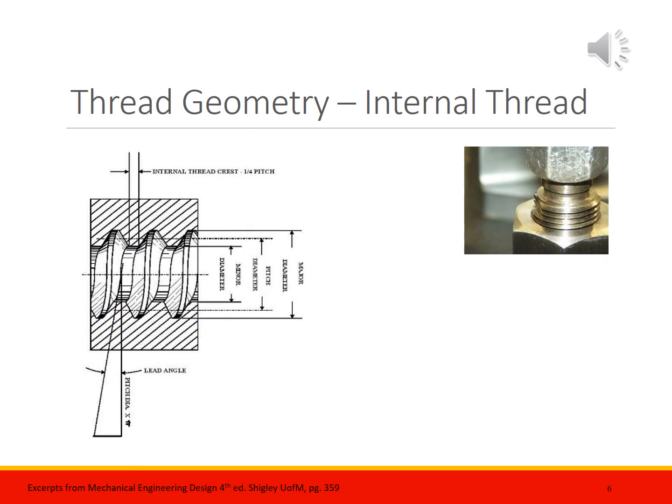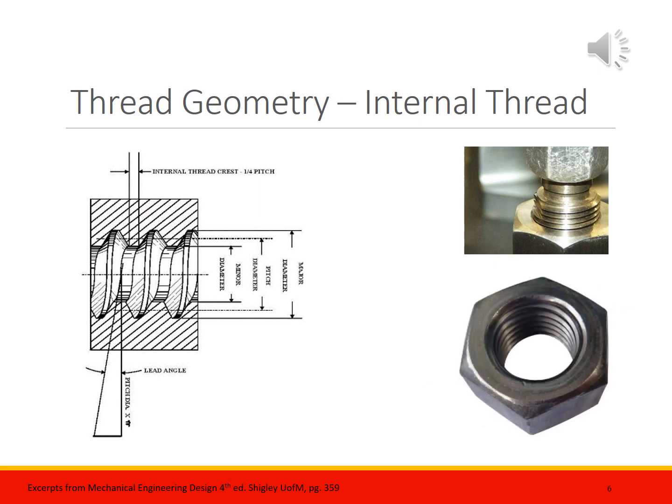All the same stuff applies for internal thread. One important aspect is the minor diameter of internally threaded parts. I'll talk more about its importance in a moment, but I just want to make sure we're all on the same page as to what a minor thread diameter is for an internally threaded part. Take a nut. No, not a walnut, not a peanut. There it is, a machine nut.